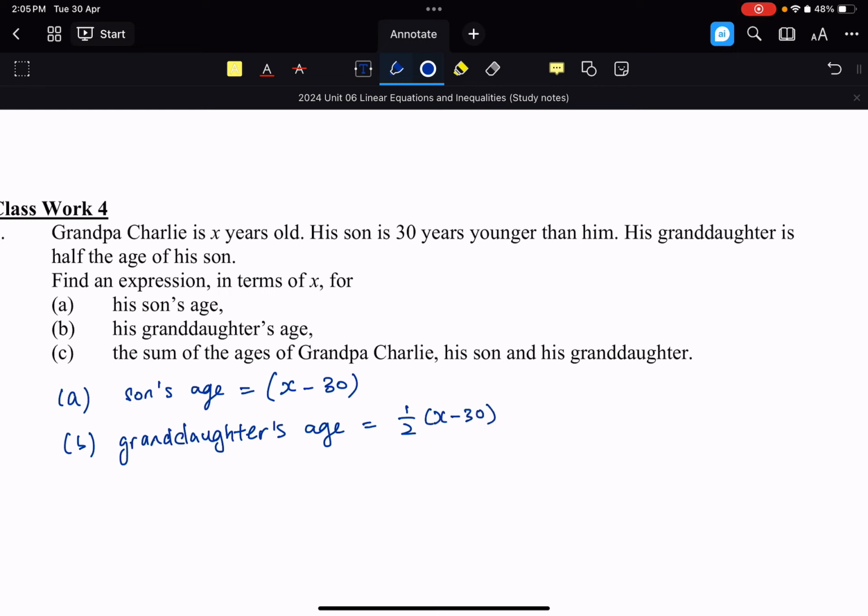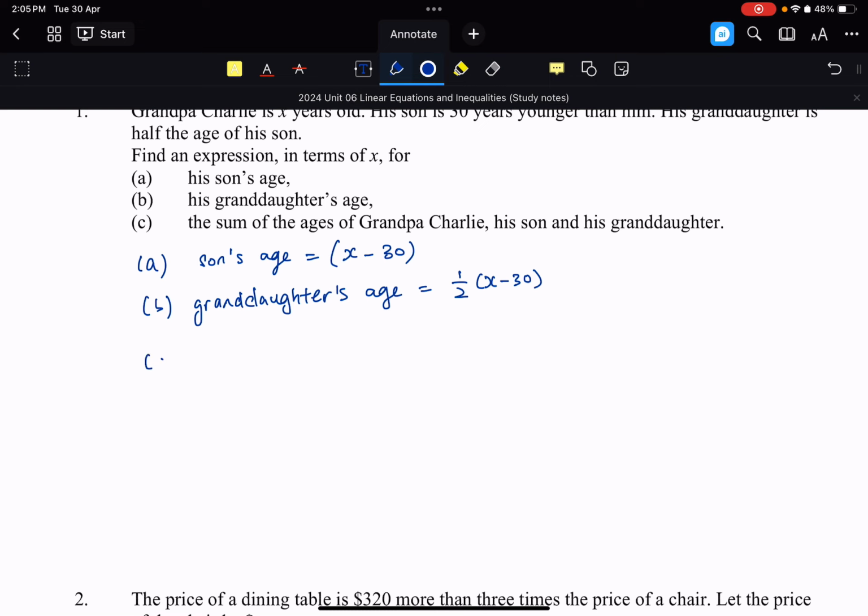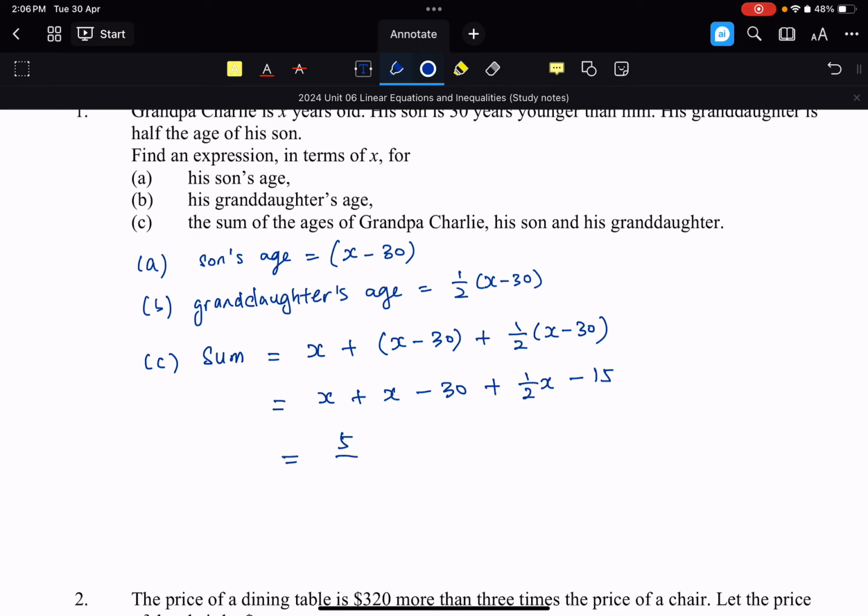So the sum means that we're going to add them all up and we're going to find what it is, right? So we're going to do that. So part C, the sum is going to be equal to, well, grandpa is x, plus x minus 30, plus half of x minus 30, right? So put them together, we have x plus x minus 30 plus half x minus 15, that gives us 5 over 2 x minus 45. Right, so that's our solution. Okay. Alternatively, you may have maybe 5x minus 90 over 2.